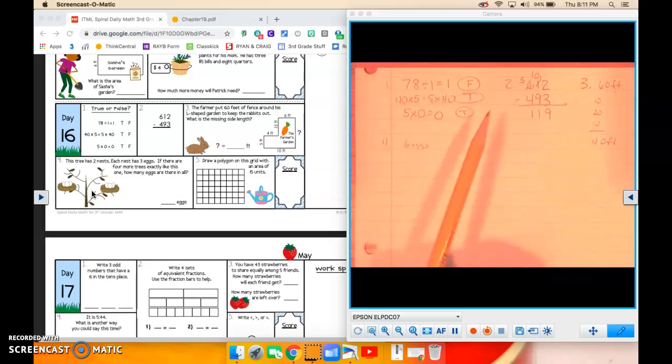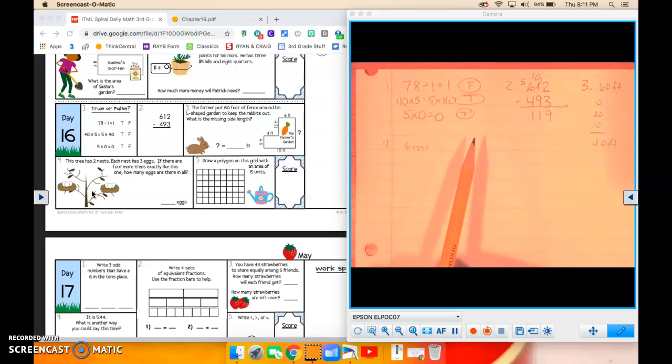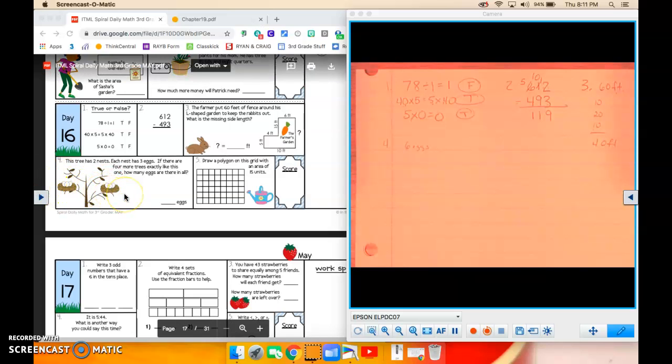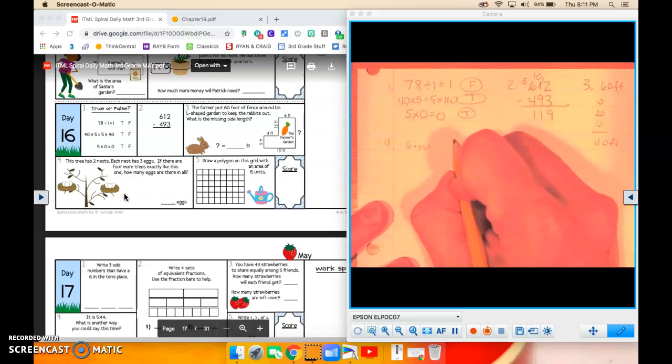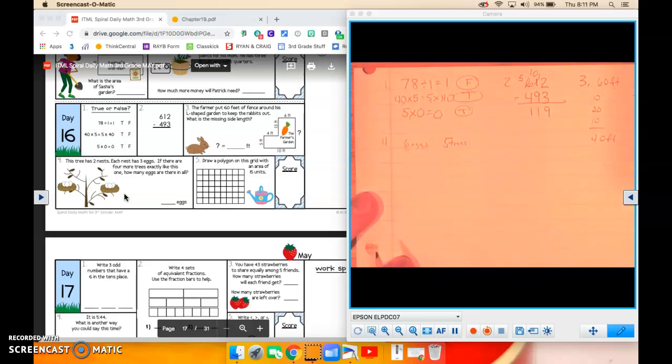So there's 4 more that also have 6 eggs, meaning how many trees total? There's this one here on the page, and then there's 4 more, so that would be 5 trees with 6 eggs in each tree. 6 times 5 is 30 eggs. Okay? And our last one, number 5.